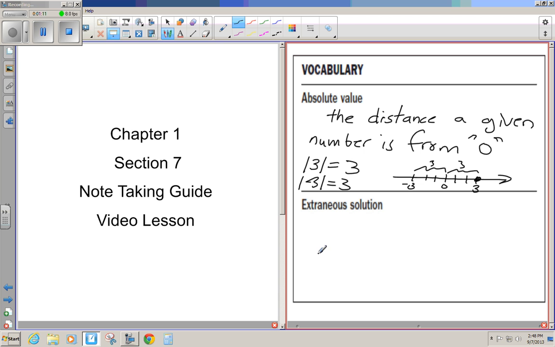Extraneous solutions are solutions that you find, but they're solutions that do not work. What will happen is sometimes you'll get two solutions and you'll plug them in, you'll check the solution, but it doesn't work. And you'll see some situations like that during the note-taking guide and during this video.